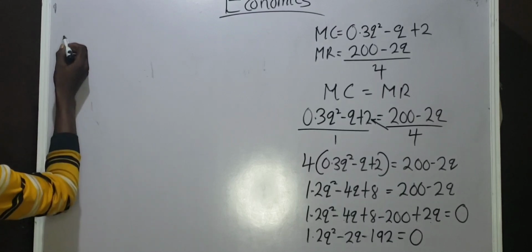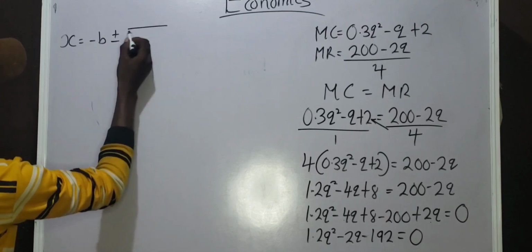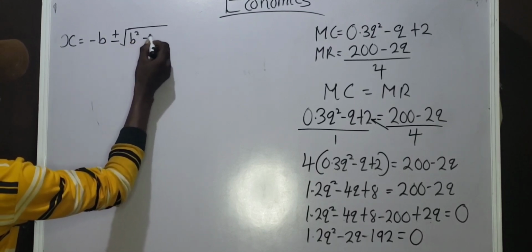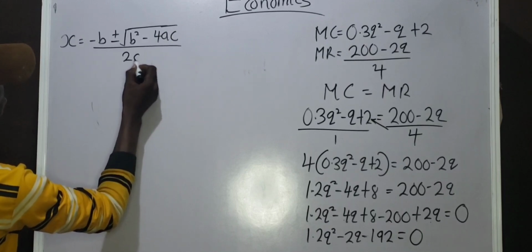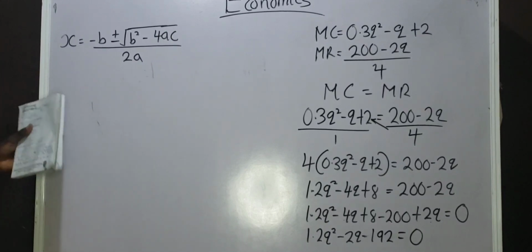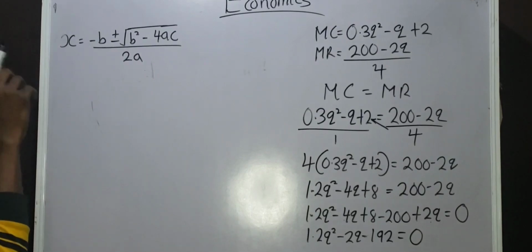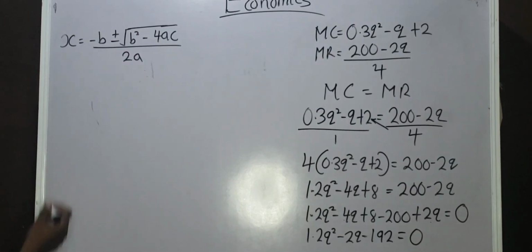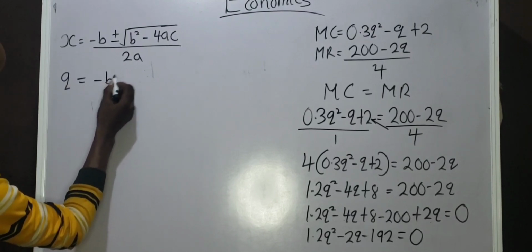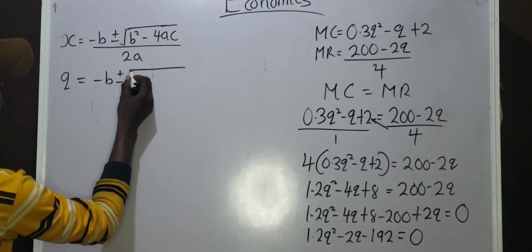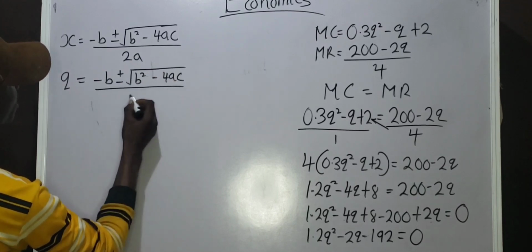Don't forget that the general formula is x is equals to minus b plus or minus square root of b squared minus 4ac all over 2a. But right now, we are not looking for x. We want to determine the value of q. So, I'm going to represent x as q. So, I'm going to have q is equals to minus b plus or minus square root of b squared minus 4ac all over 2a. Okay?